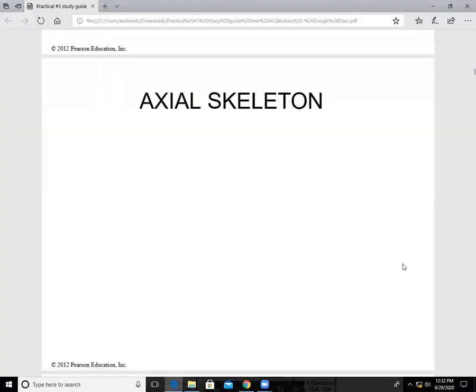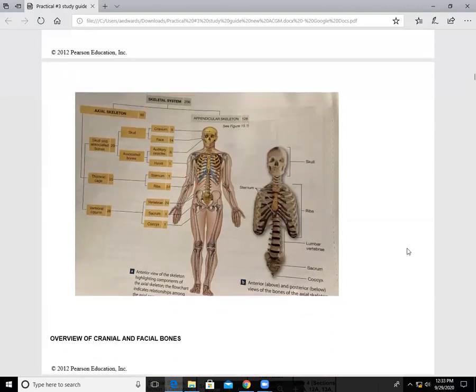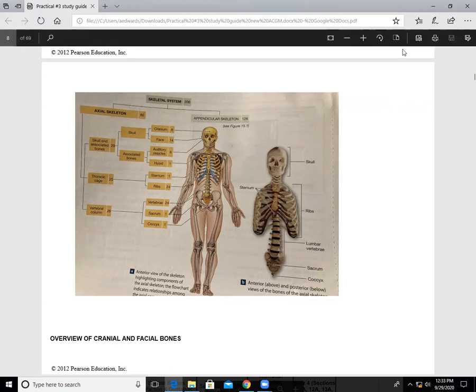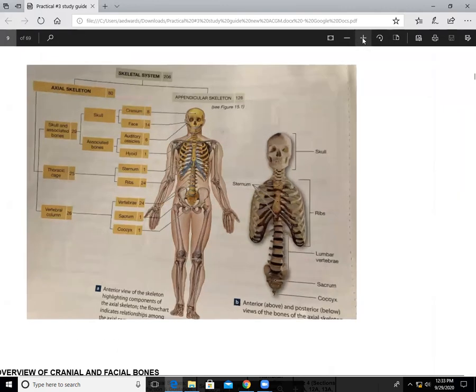All right, so let's talk a little bit about the axial skeleton. That's a little difficult maybe to see. Let's see if I can make this a little larger.